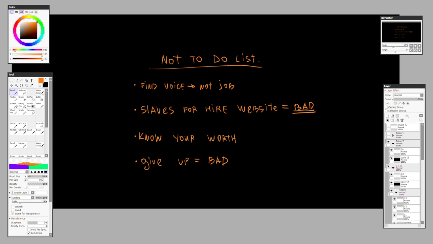Again, only take jobs that are in sync with your goal at the time, right? An example for me: color scripting was a big thing that I discovered later on in my career. And I didn't take any character design work or environment work. It was always about fast storytelling, fast colors, and fast lighting, right?